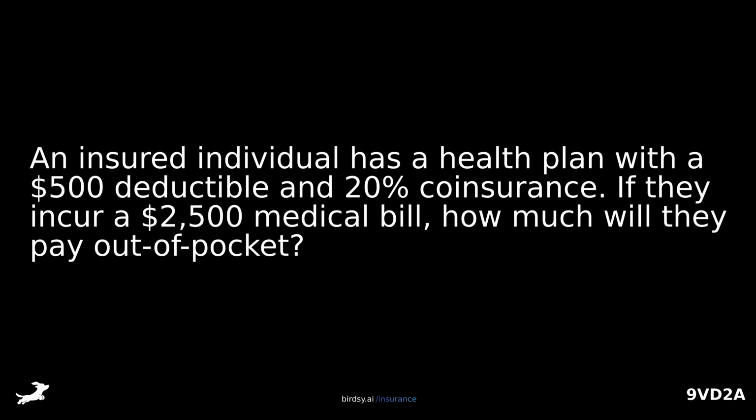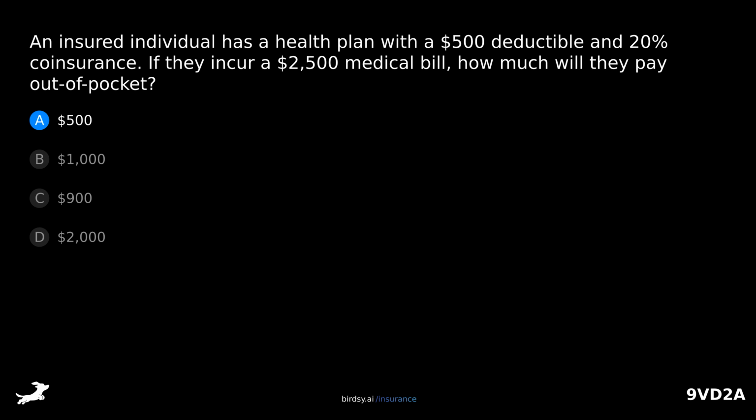An insured individual has a health plan with a $500 deductible and 20% coinsurance. If they incur the $2,500 medical bill, how much will they pay out of pocket? Is it A, $500, B, $1,000, C, $900, or D, $2,000? The answer is C, $900.